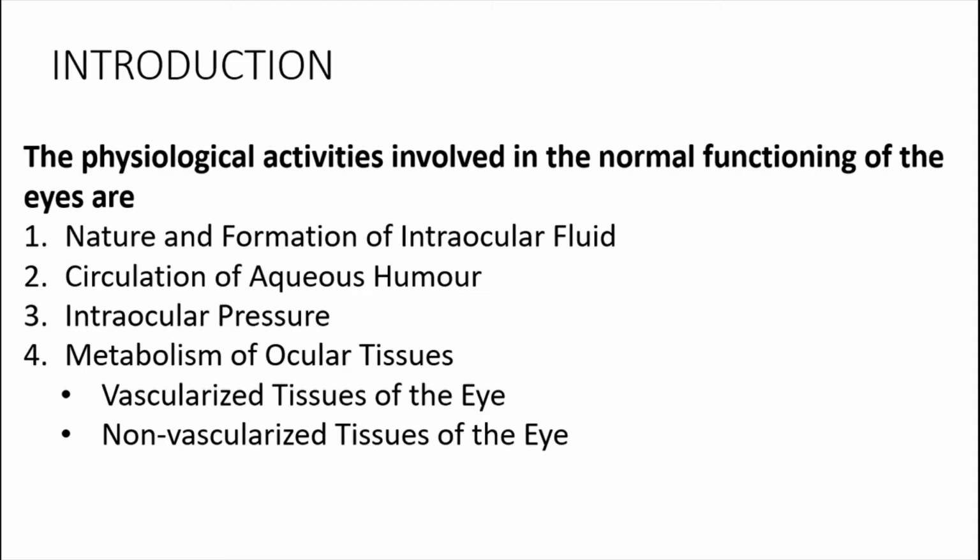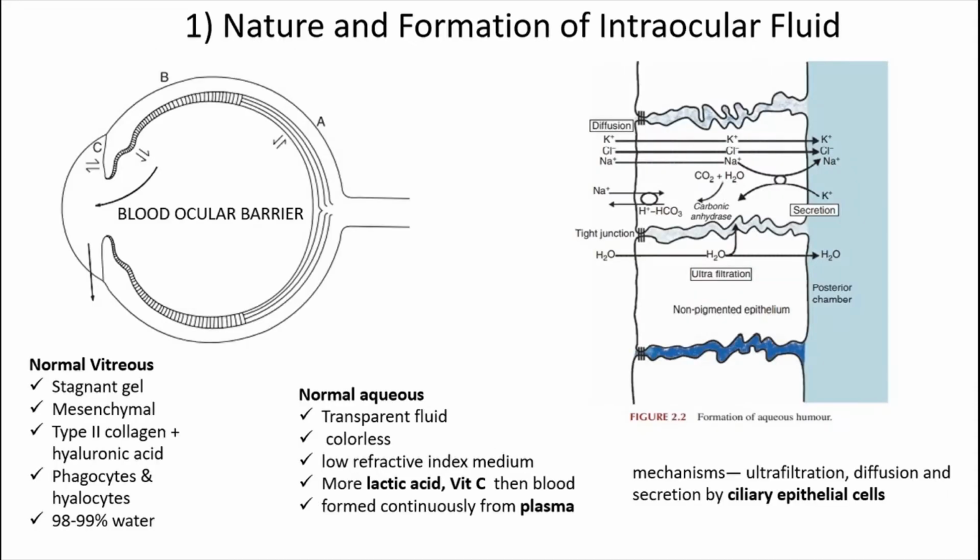So let us begin our discussion with the four things, which is nature and formation of intraocular fluid, how this fluid is circulated, how this fluid, that is your aqueous humor, is responsible for your intraocular pressure, and how is this fluid also helping in the metabolism of the ocular tissues, may it be the vascularized tissues like the uveal tissue or the non-vascularized tissues, that is your lens and the cornea. So firstly, let us begin with the nature and formation of intraocular fluid.